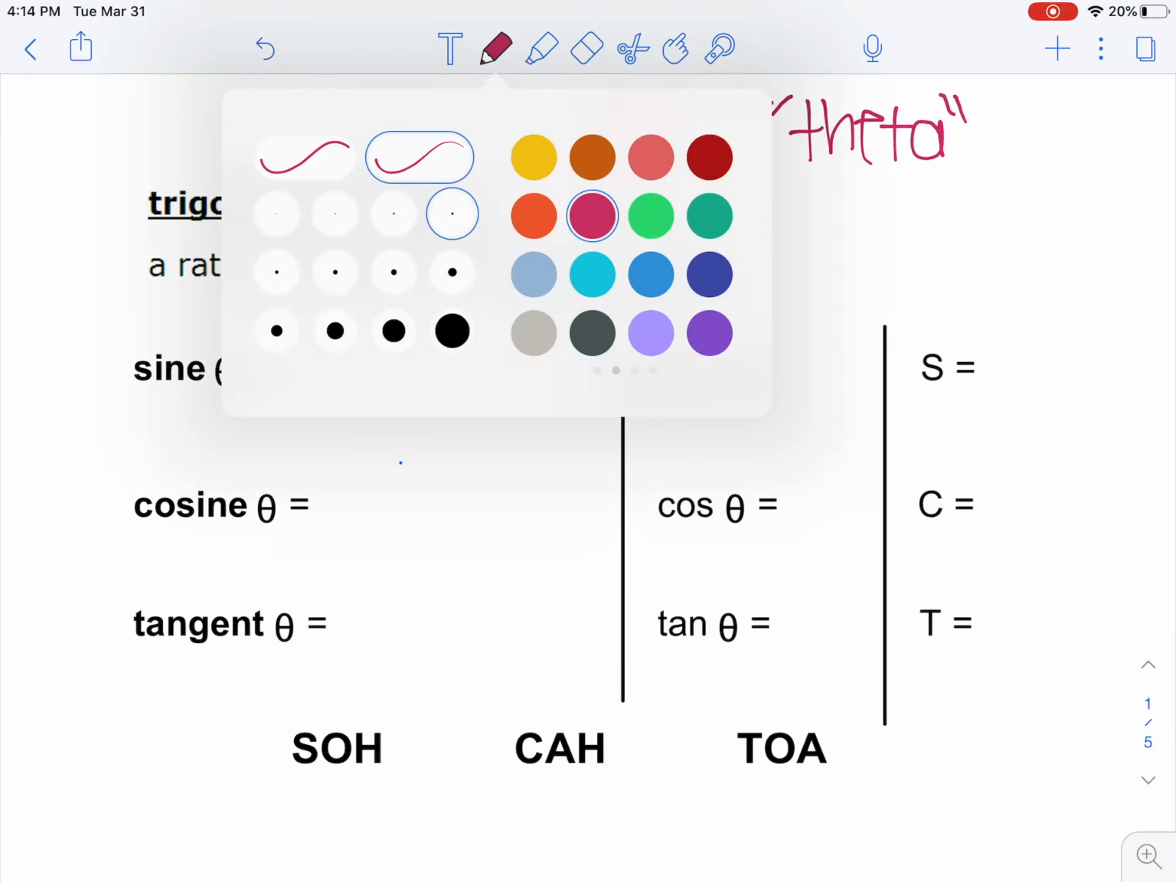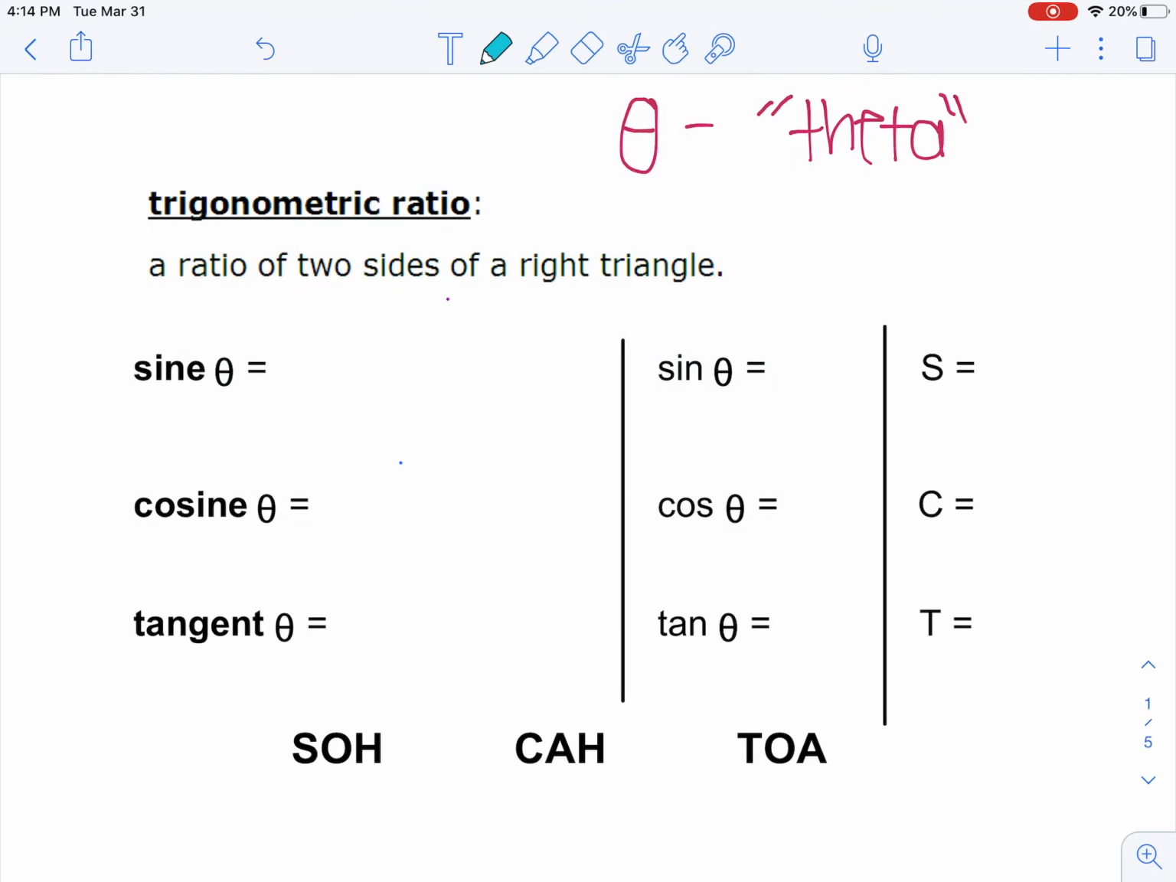So first off, let's start with sine of theta. Sine of theta equals the opposite side of a triangle divided by the hypotenuse of a triangle. So when I say opposite, I mean whichever angle of the triangle we are talking about, the opposite side would be the one that is across from that specific angle.